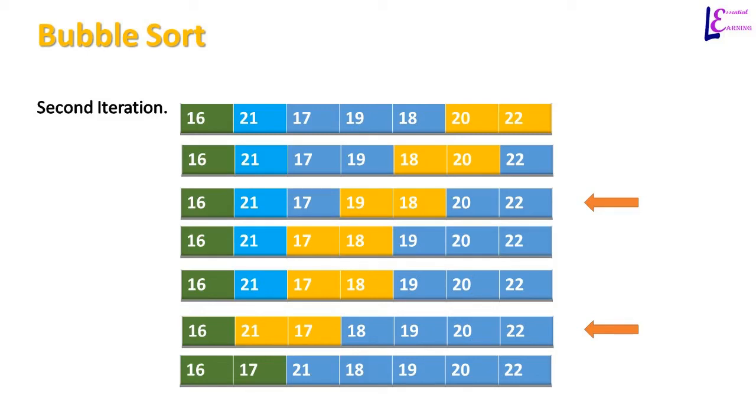From this example, it is evident that this algorithm is very inefficient for an unsorted list. But if the list is already sorted, we will only need one iteration to know that the list is sorted.